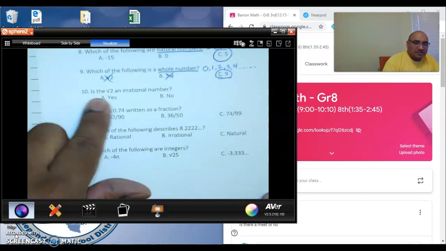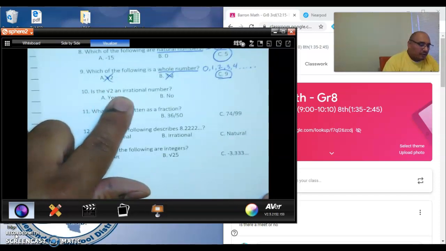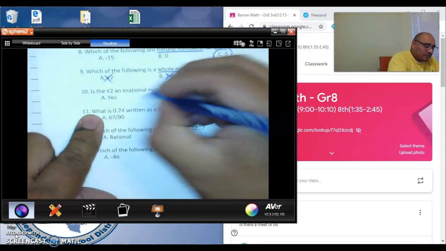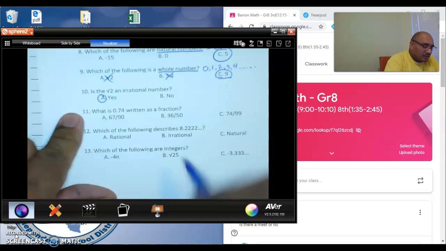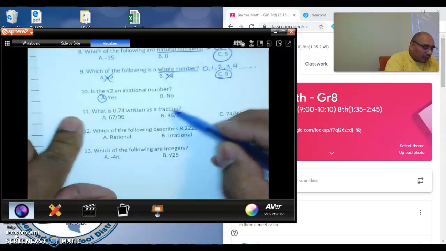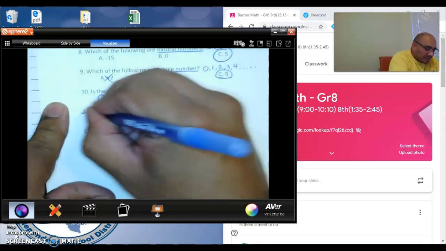Here, this is the square root of 2, an irrational number. Yes or no? Yes, it is. To determine that, you would use your calculator. Now down here, I'm not worried about number 11. I'm going to ignore that.